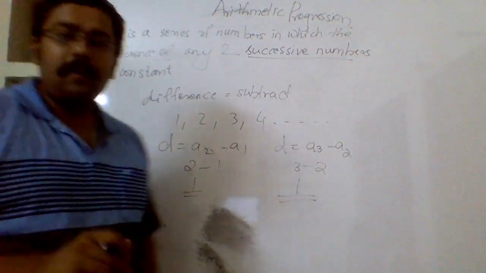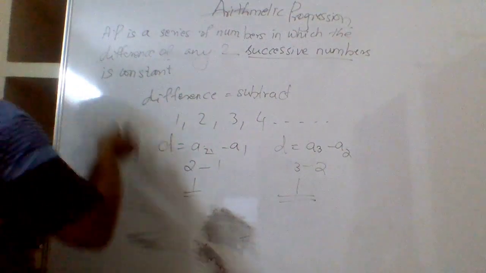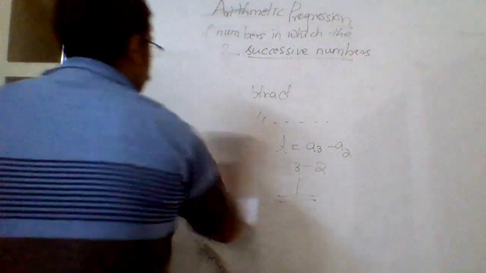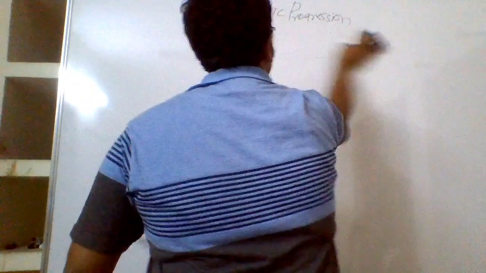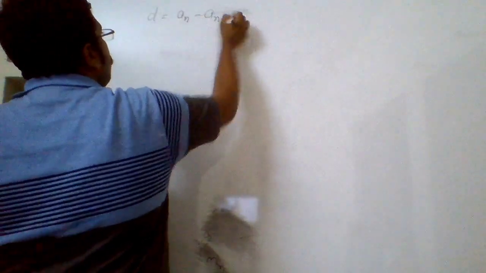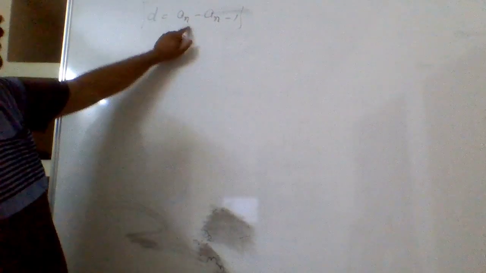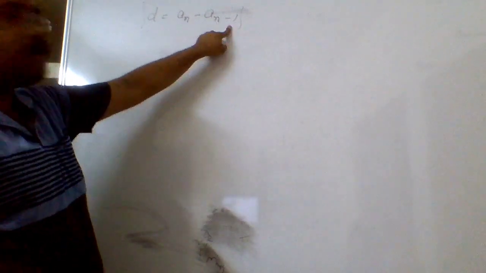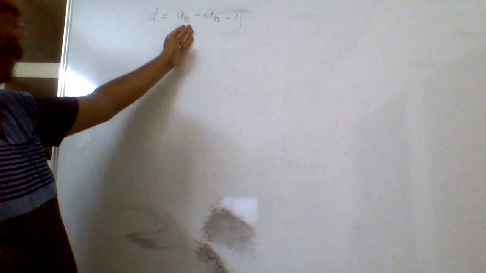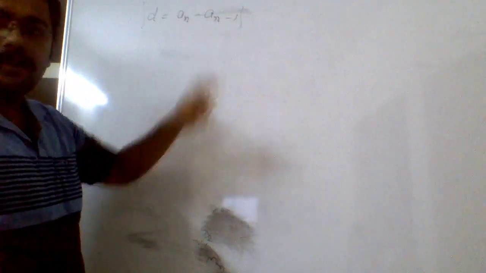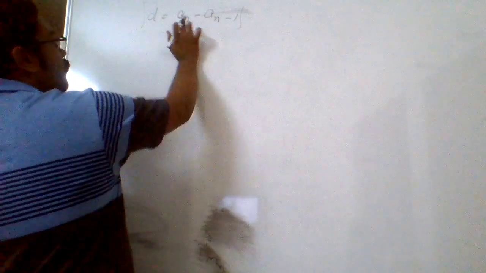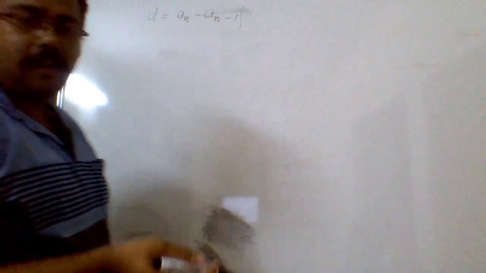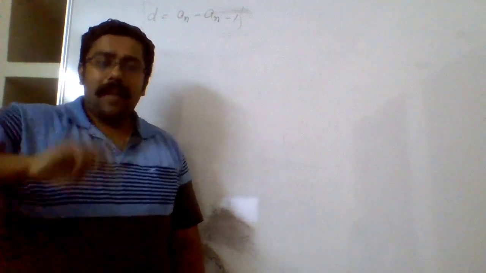So there is a general formula for D. So I'll just give you that. So the general formula for D is, see, D is equal to An minus An minus 1. Suppose if you take n is 1, then here 1 minus 1 is 0. Always this should be the greater number, here it will be a lesser number, because it's n minus 1. So if you put n is 2, it will be A2 minus A1. Then A3 minus A2. Then A4 minus A3.